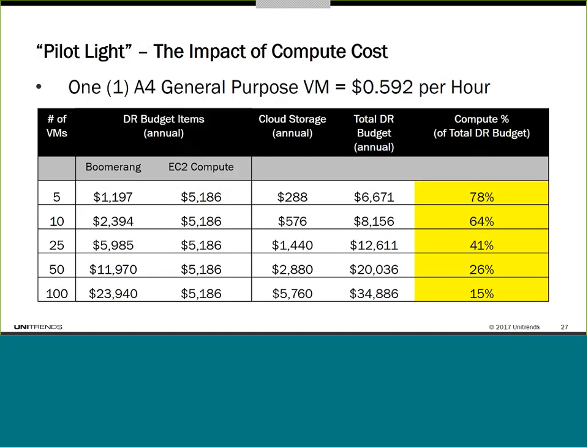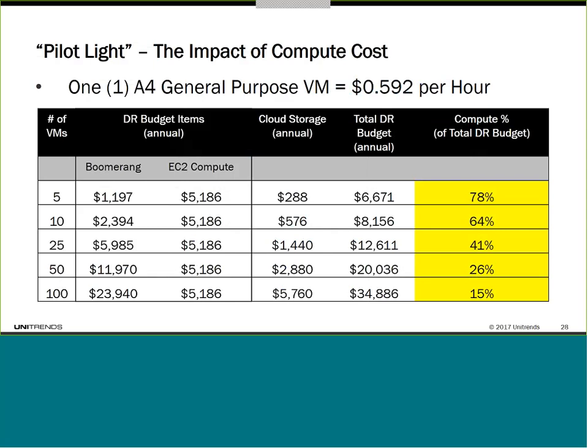And this is a chart I mentioned a minute ago that talked about that impact of compute. If you look here, this is the number of VMs using Boomerang, and you can look at the annual cost. If you wanted to do a DR plan for 100 VMware VMs, the annual cost is about $24,000. But the EC2 compute stays consistent all the way through. There's no unnecessary compute, so as the environment grows, that's not growing. The cloud storage grows some at the different levels, the number of VMs that you have, and the total DR budget grows. But you can see the more VMs you have, the compute percentage of the total DR budget actually diminishes.